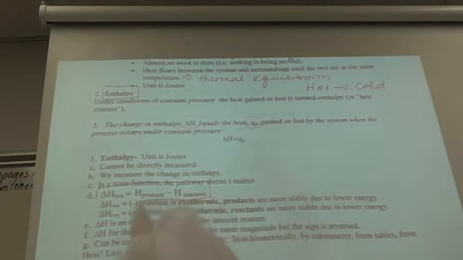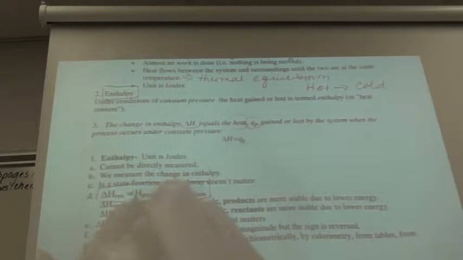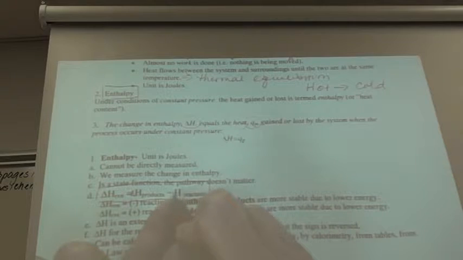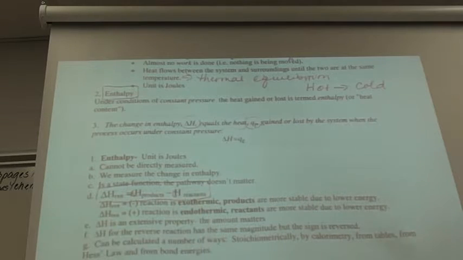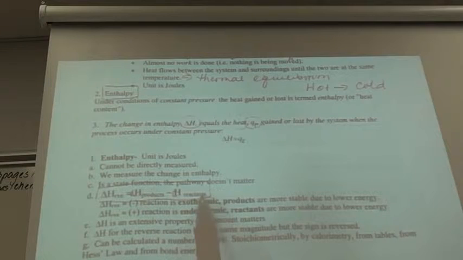The biggest way, the actual equation, is the enthalpy of a reaction. The enthalpy of a reaction is equal to the change in enthalpy of the products minus the change in enthalpy of the reactants. Always products minus reactants.